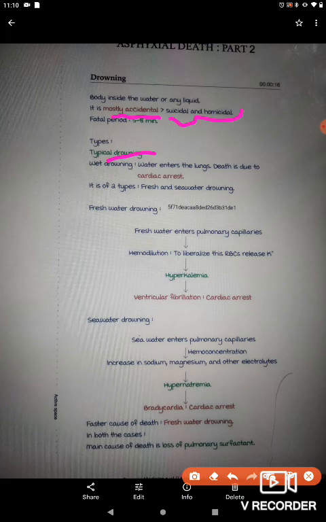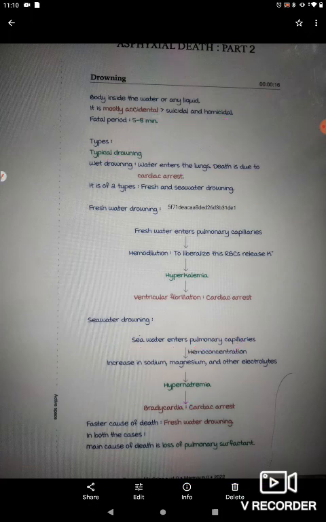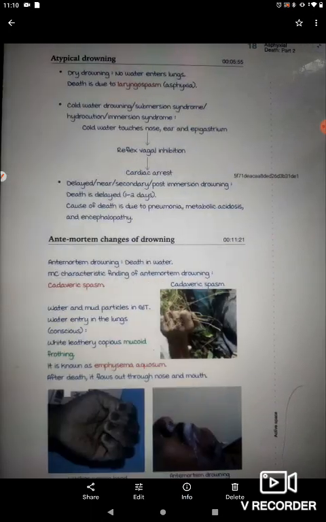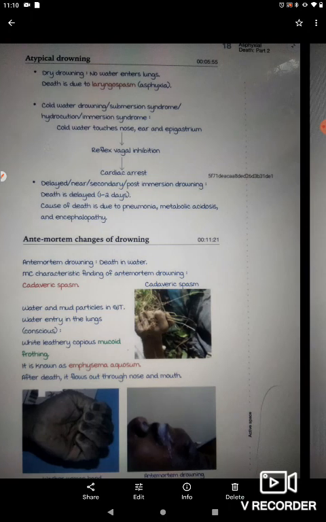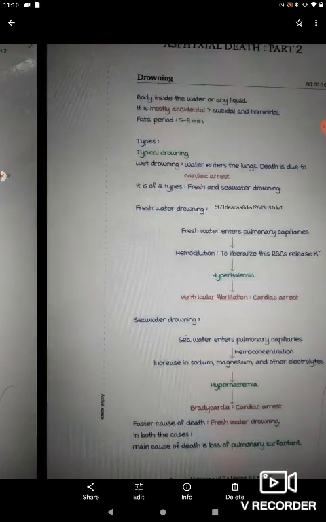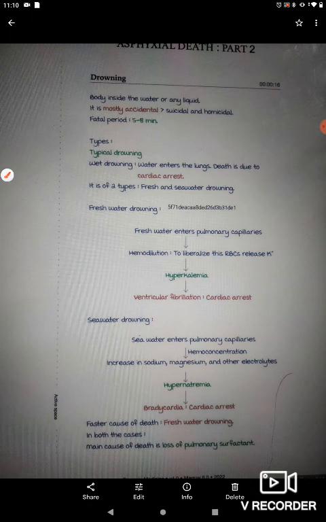Typical drowning is wet drowning. What is wet drowning? Wet drowning is water entering inside the lungs, and death is due to cardiac arrest. There are two types of wet drowning: freshwater drowning and seawater drowning. Then we will see atypical drowning, that is dry drowning, cold water drowning, and delayed or near drowning. First, the typical drowning example is wet drowning.